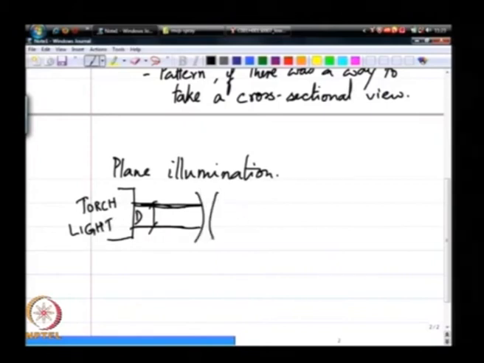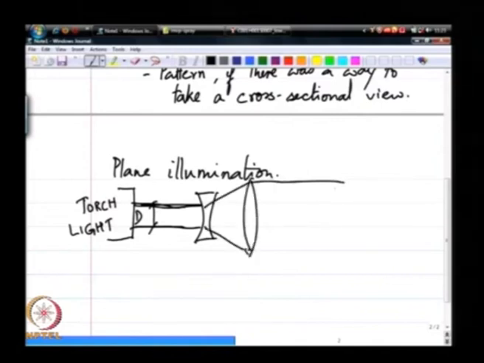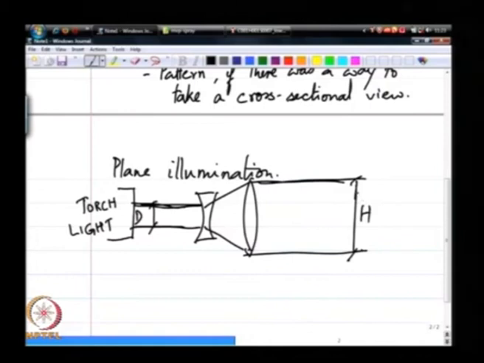And by a set of lenses, create a light sheet of some height h, and the thickness would still be equal to the diameter of the beam. But if I start with a beam of a very small diameter, I can create essentially what looks like a rectangular sheet, a sheet of light of rectangular cross section.